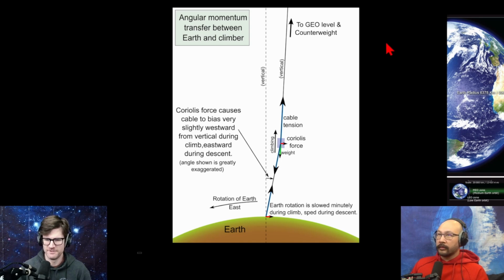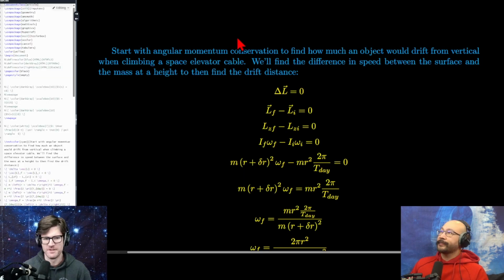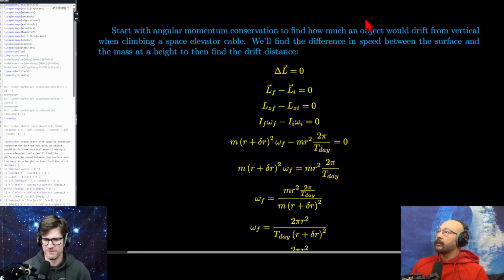Let's look at the LaTeX. Okay, so let's see. I put this little spiel here: start with angular momentum conservation to find how much an object would drift from vertical when climbing a space elevator cable. We'll find the difference in speed between the surface and the mass at a height to then find the drift distance. That's the plan.